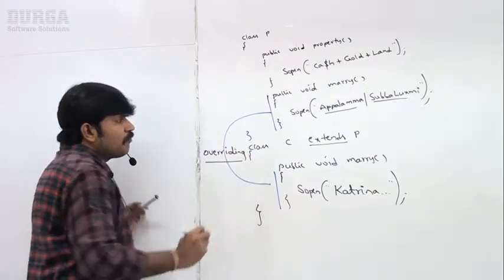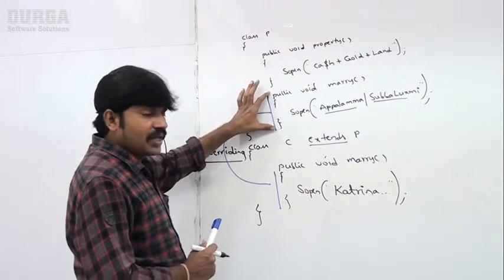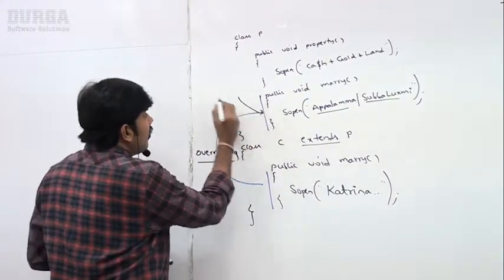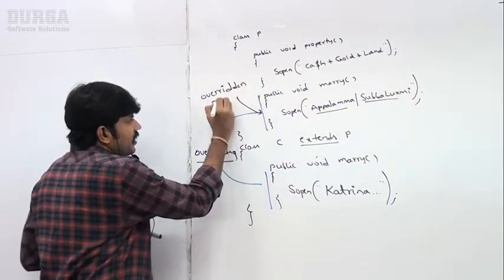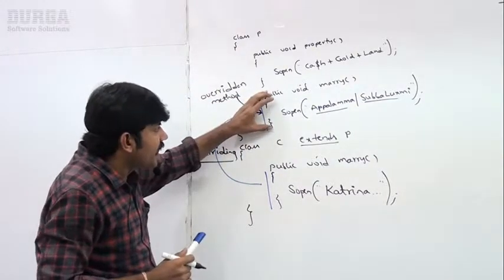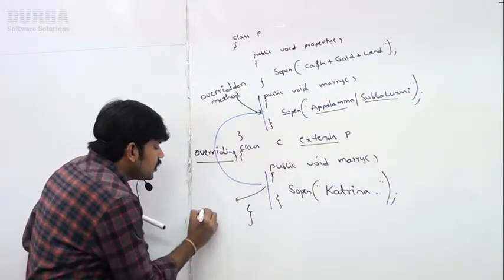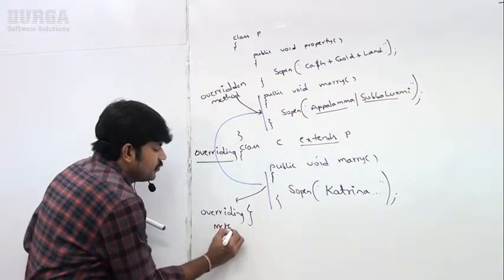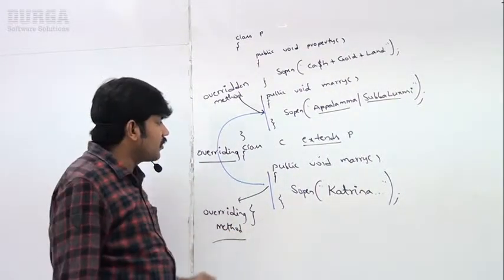Next, regarding the parent class method which is overridden, this method is called the overridden method. The parent class method which is overridden is called the overridden method. The child class method which is overriding is called the overriding method. Observe this terminology very carefully, please make sure of it.